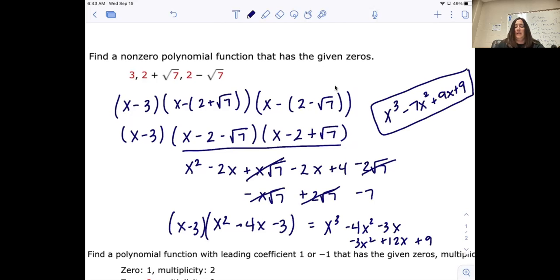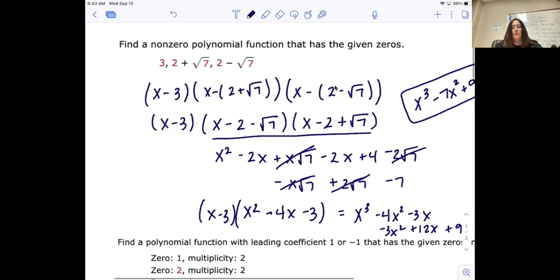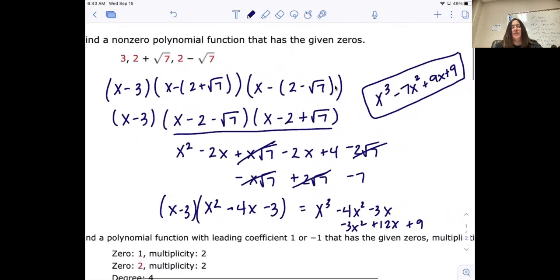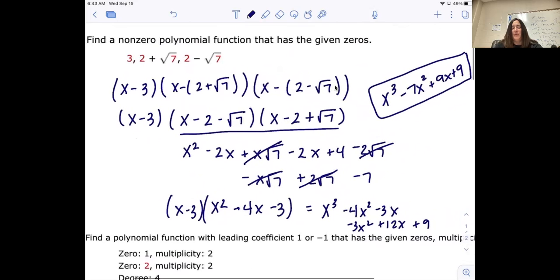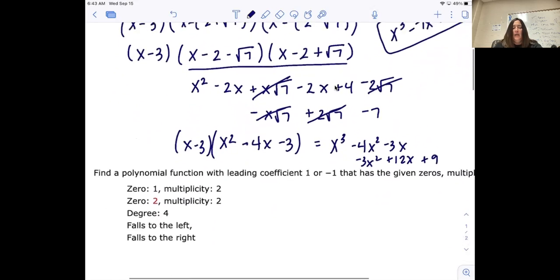So again, make sure that you're careful distributing the negatives. After you've distributed, multiply the parts with the square roots first. And this works with imaginary as well. You always want to multiply those first to kind of get rid of either the square root or the imaginary part. Then take that solution, multiply by your other root, the x minus 3, and then combine your like terms.